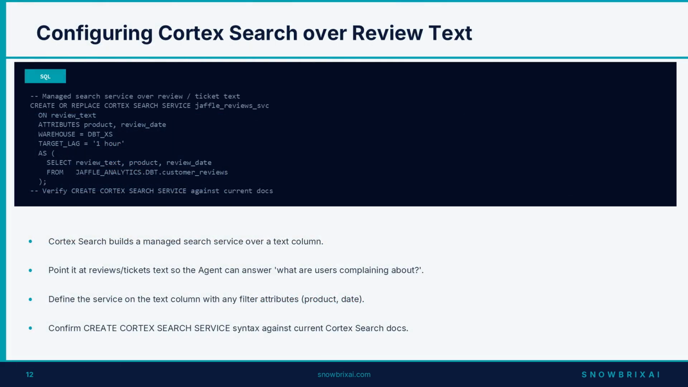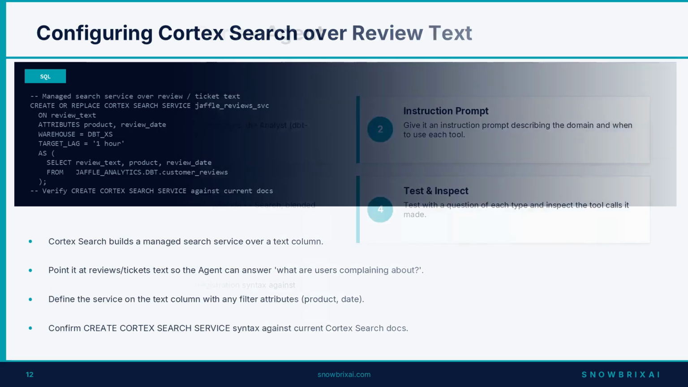Now stand up the agent's text tool, Cortex Search over the review text. Read the SQL: create or replace Cortex Search service, jaffle review service, on the review text column, with attributes for product and review date, so the agent can filter. An extra small warehouse, a target lag of 1 hour, and the query that feeds it: review text, product and date, pulled from the customer reviews table. This is what answers what are users complaining about. Confirm the create Cortex Search service syntax and the option names against the current doc.